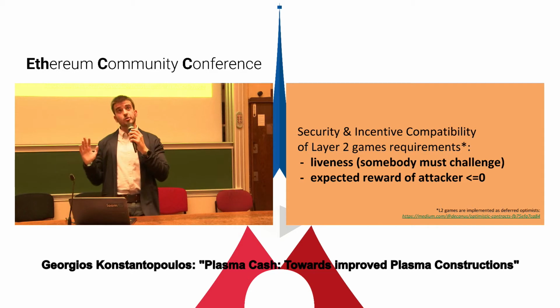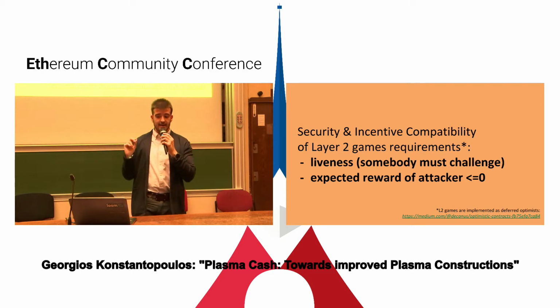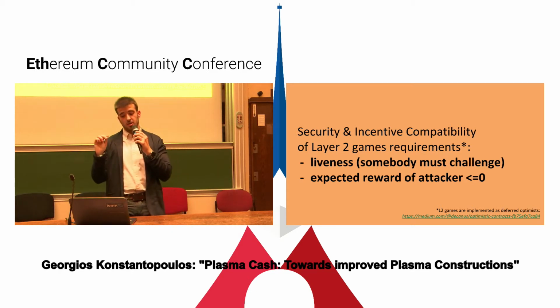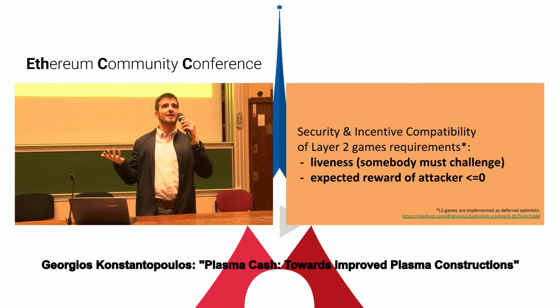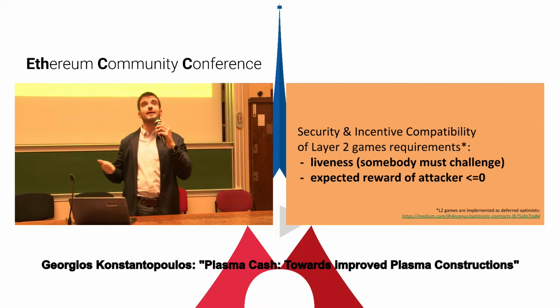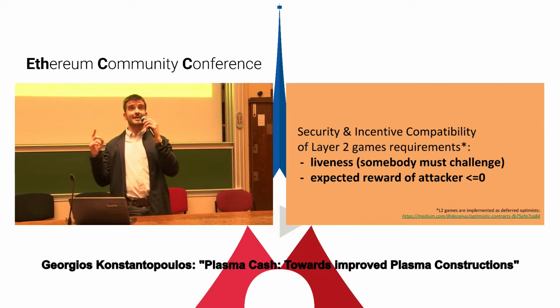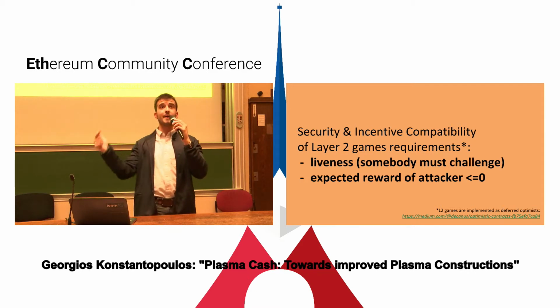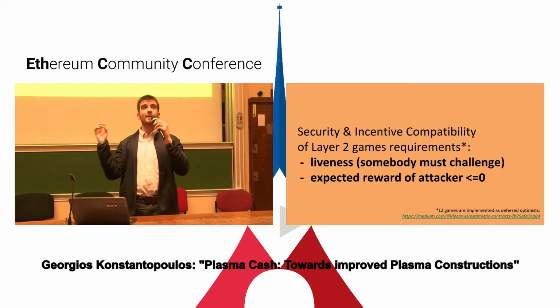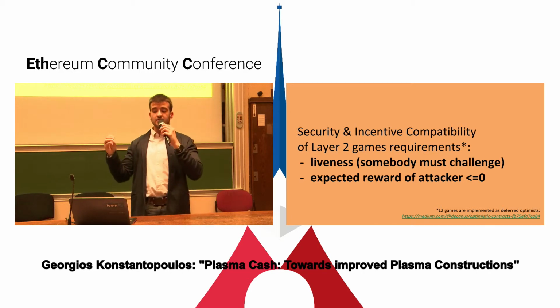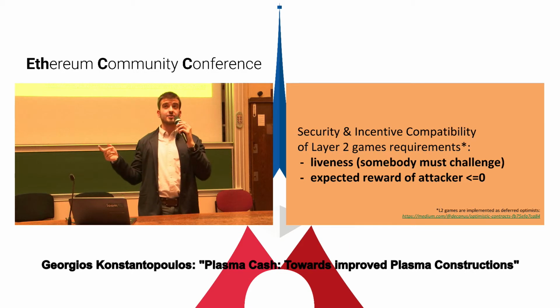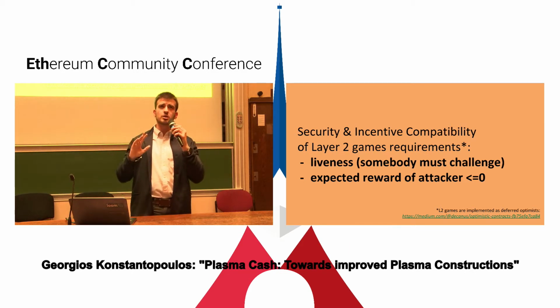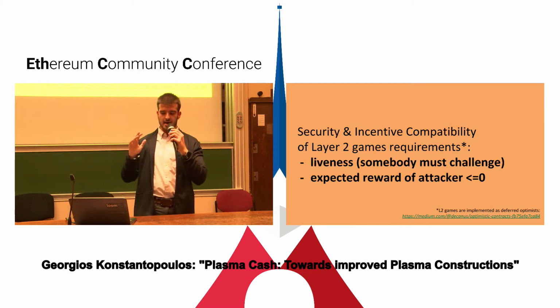So in order to keep this secure, there are some very specific requirements. Somebody must challenge, basically, because if nobody watches, who will challenge? And this is a security property for any layer 2 solution, not sidechains, but for state channels, for payment channel networks, for Plasma, you name it. So somebody must be there to challenge. And it's a reasonable assumption, I will say, but some people may argue with me.